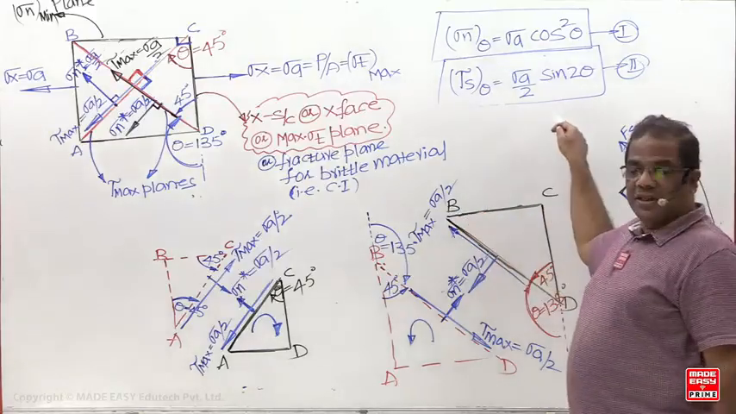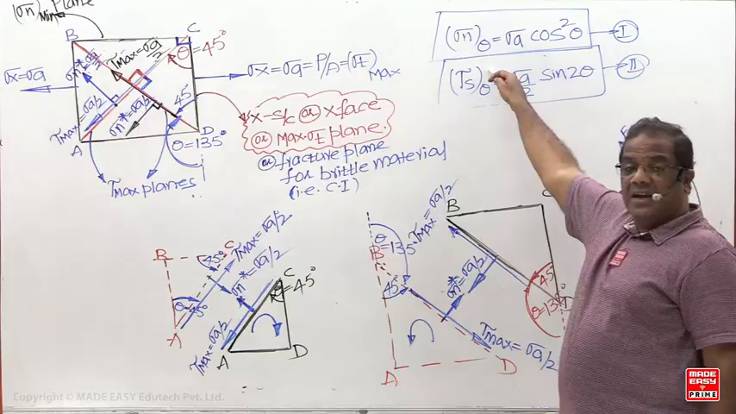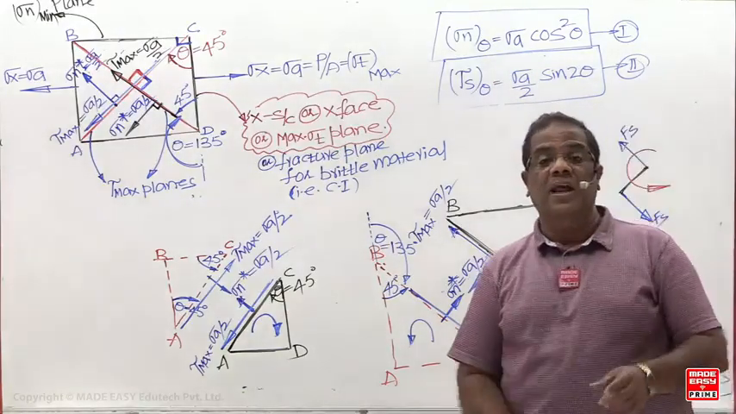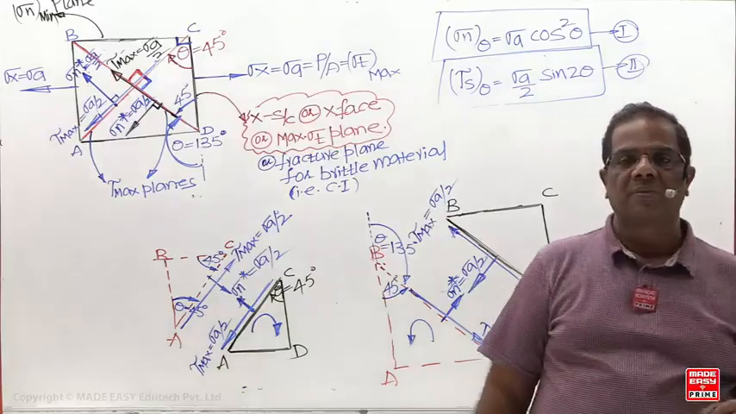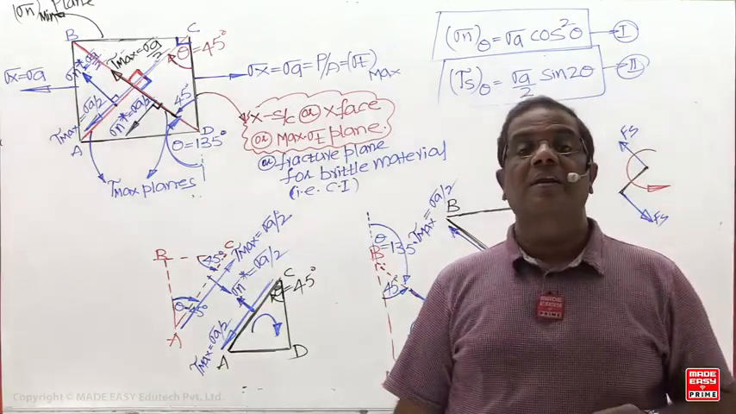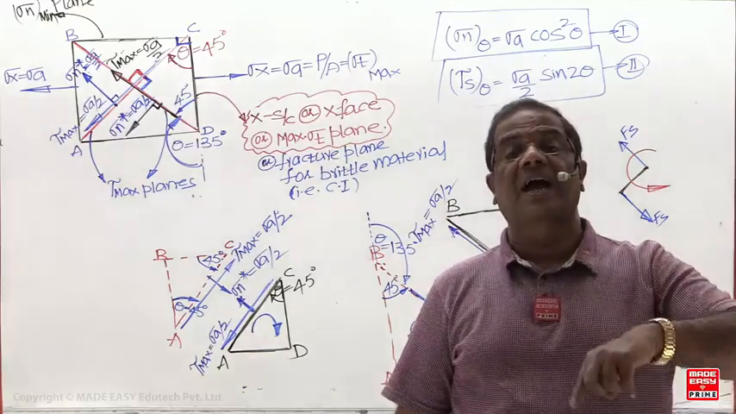If you equate it to 0, you are going to get two values, 0 and 90. Even if you differentiate and equate it to 0, you are going to get 0 and 90. So principal planes are located by two methods: either equating the shear stress equation to 0, or differentiating the normal stress equation with respect to theta and equating to 0.